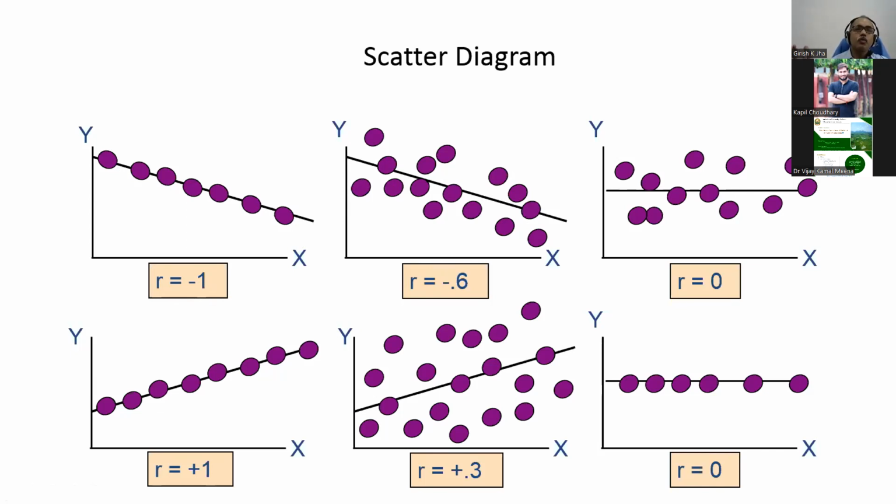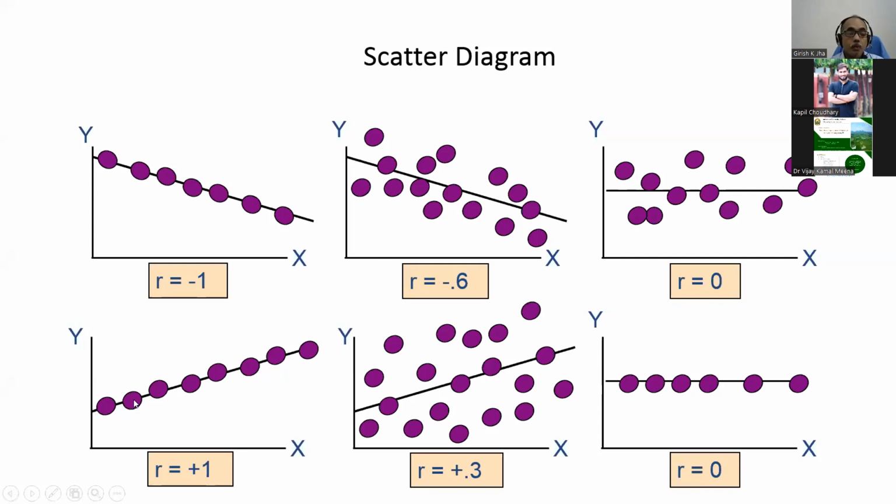Extreme correlation will be -1, negative, perfectly negative correlated, and perfectly positively correlated +1. And suppose there is no relationship, then you look at it, there is no pattern, there is no relationship. An increase in one does not have any change in the other, then you say correlation is 0.